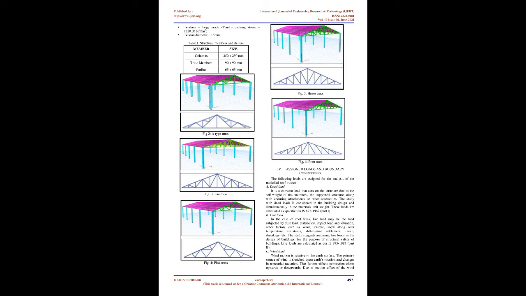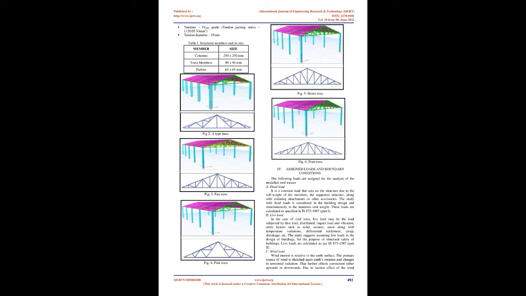Tendons FE250 grade, tendon jacking stress 1120.05 N/mm2, tendon diameter 15 mm. Table I, Structural Members and their Size: Columns 250 x 250 mm, Truss Members 90 x 90 mm, Purlin 65 x 65 mm. Fig. 2, A-Type Truss; Fig. 3, Fan Truss; Fig. 4, Fink Truss; Fig. 5, Howe Truss; Fig. 6, Pratt Truss.